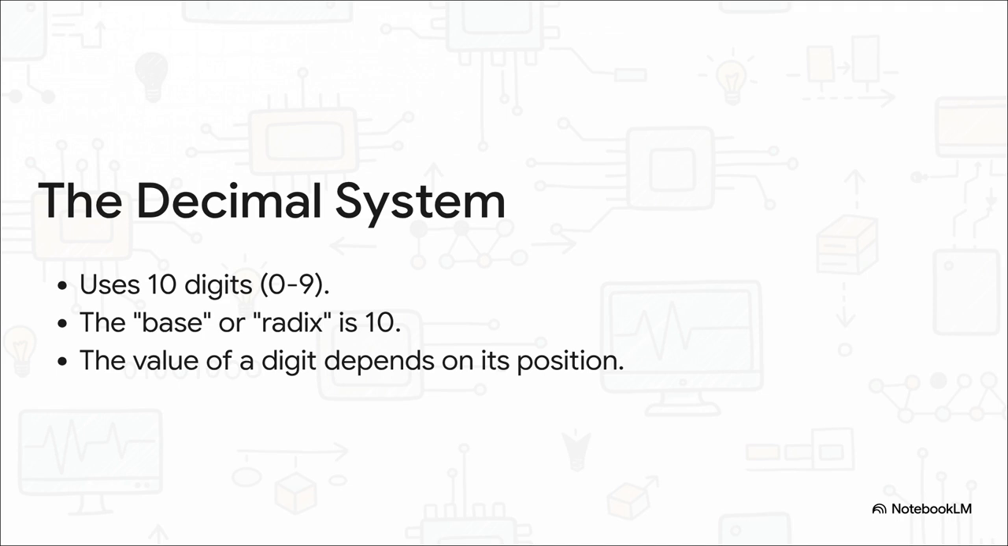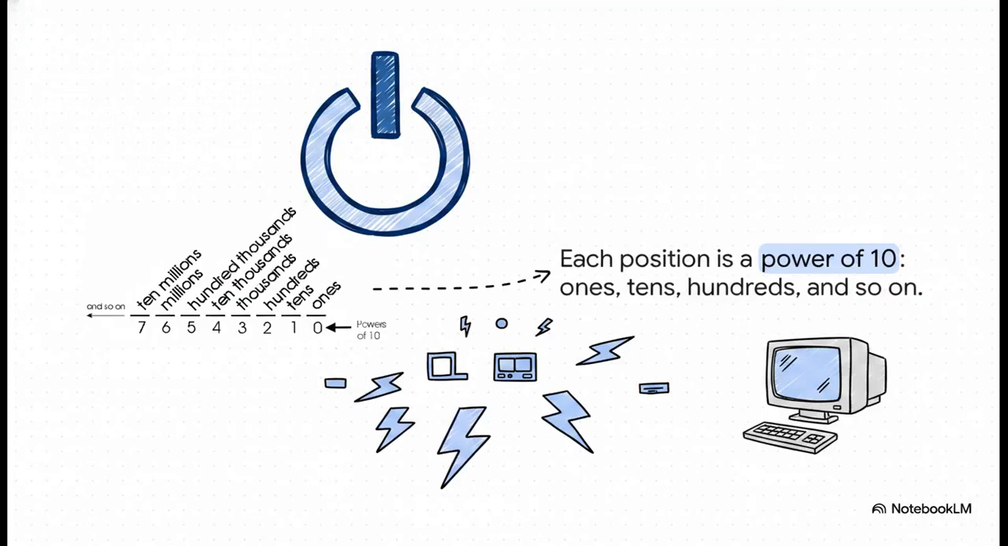First, it uses 10 digits, 0 all the way up to 9. Second, that number, 10, that's what we call the base, or radix. And third, and this part is absolutely crucial, where you put a digit in a number completely changes its value. Yeah, this idea of positional value is everything.